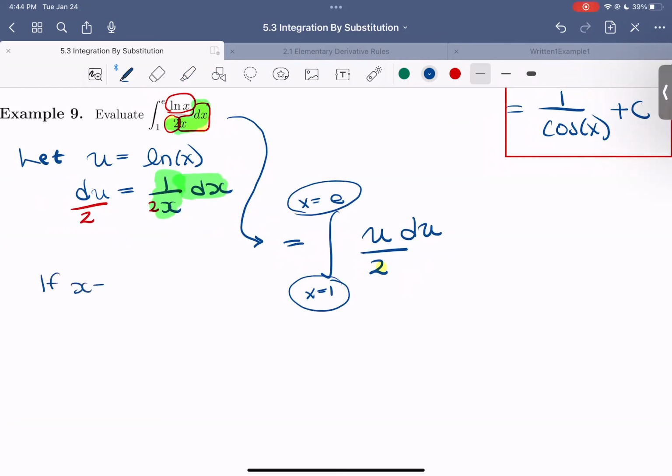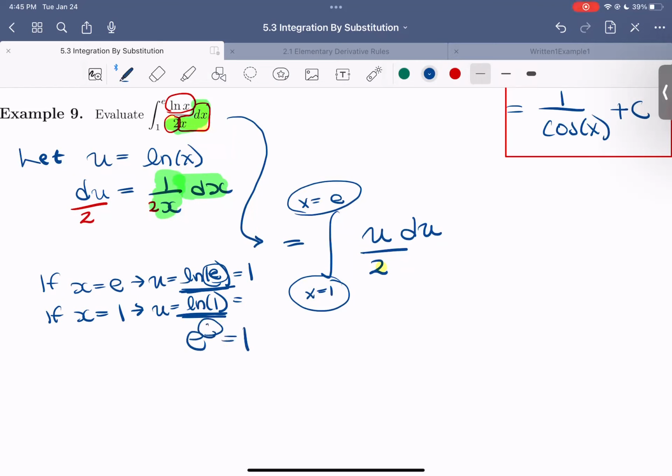So if x equals e, then u is equal to ln of e. So ln, natural log, tells us what we need to raise the base of e to in order to get what's inside. So what do we need to raise e to in order to get e? Well, we would just need to raise it to 1. So ln of e is just 1. Now, if x is equal to 1, then u is equal to ln of 1. Whatever ln of 1 is, it's the exponent on e to get 1. So that would just be 0.